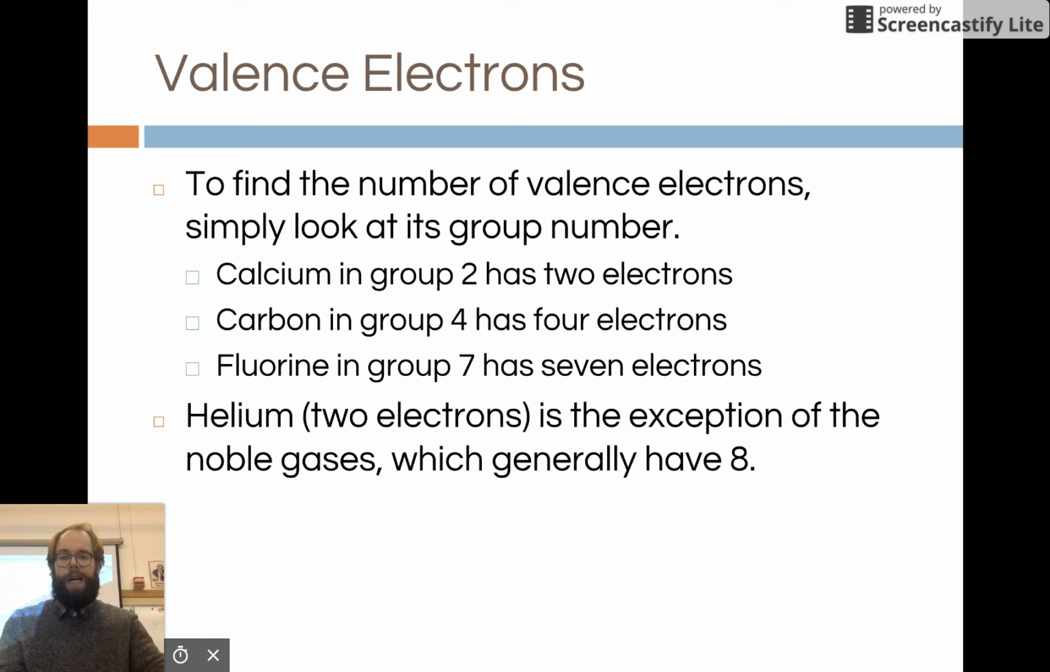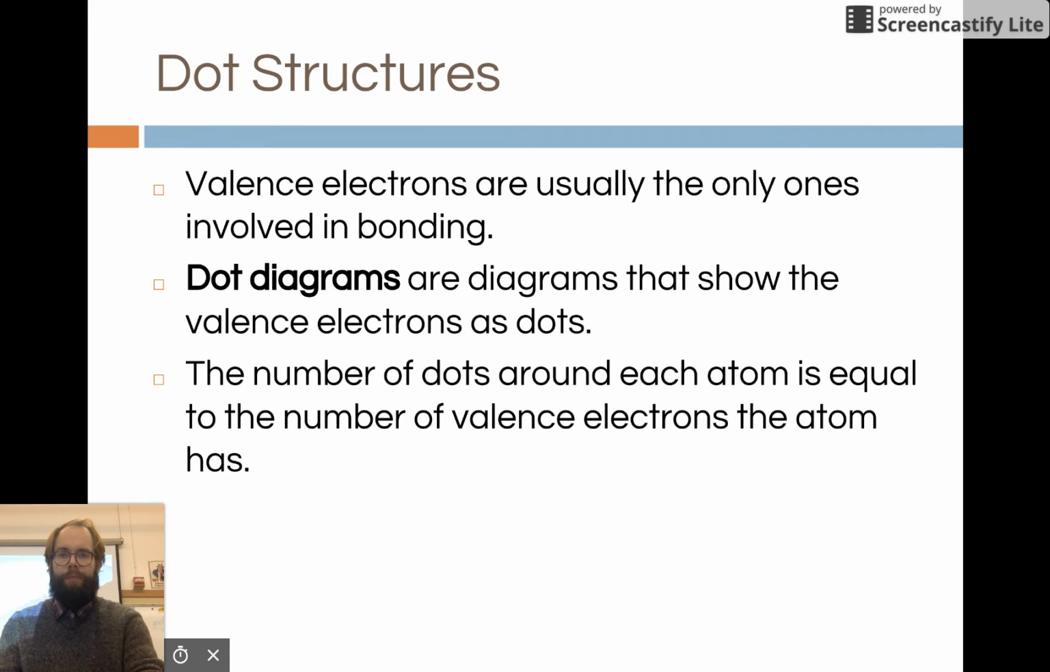If you go to the other side, it works also. Carbon is in group 4 or 14, depending on which periodic table you're looking at. So it has 4 electrons. Fluorine has 7. Helium is kind of the one exception. In most periodic tables, you will see it on the right side of the periodic table, but it only has 2, even though it's with the noble gases.